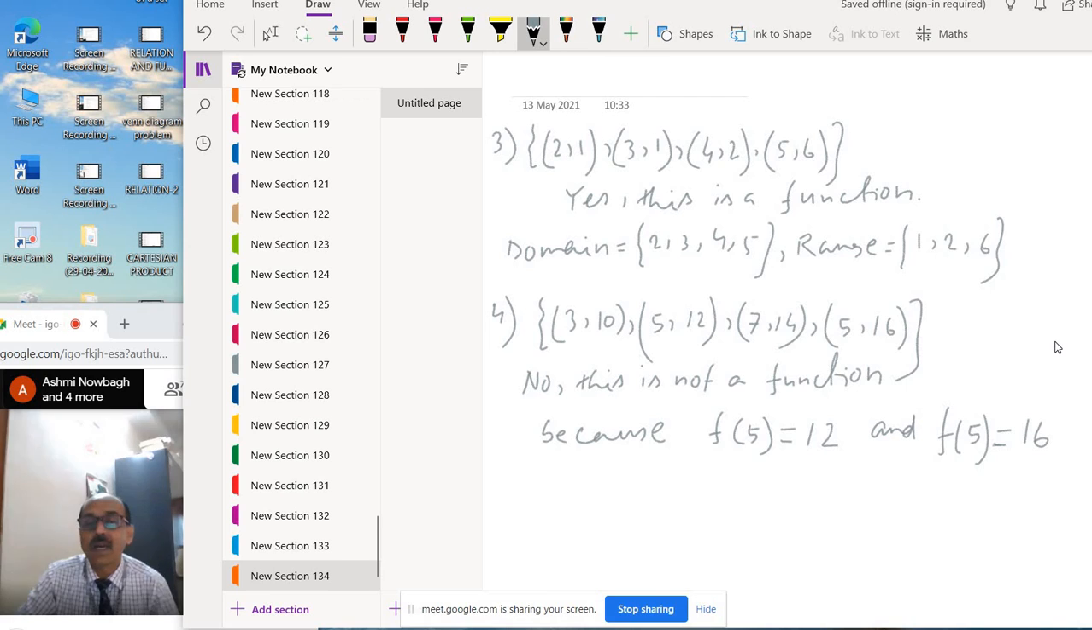Okay, now it is clear when a relation is a function and when it is not. Is it clear now? Any question, any doubt? All of you, you can ask questions now.